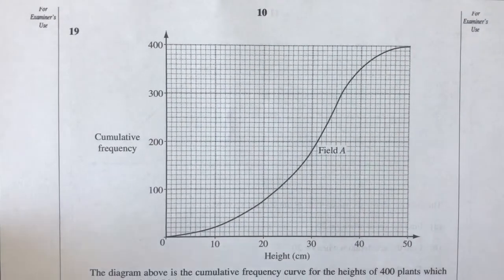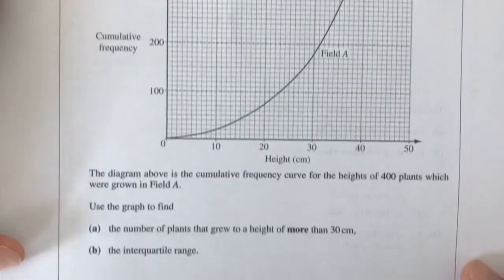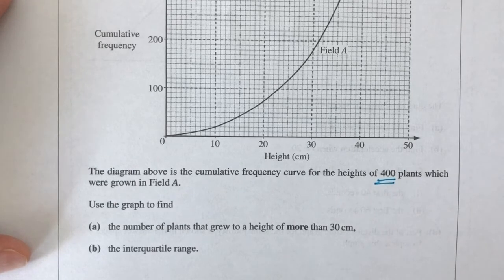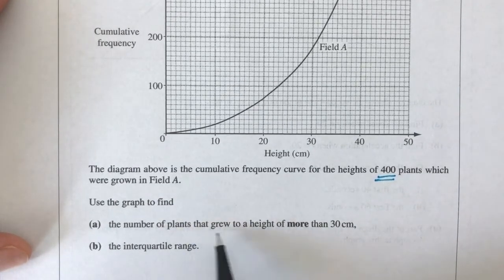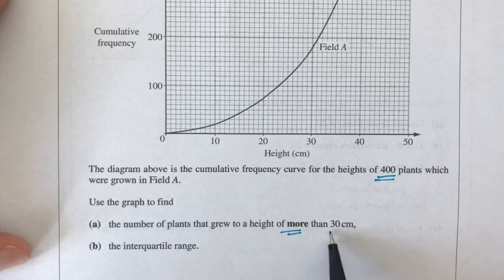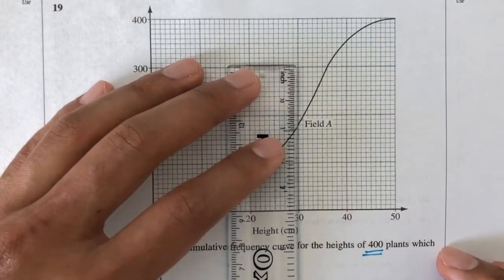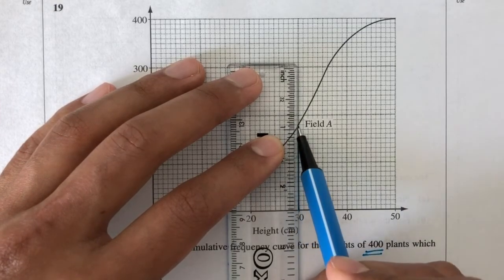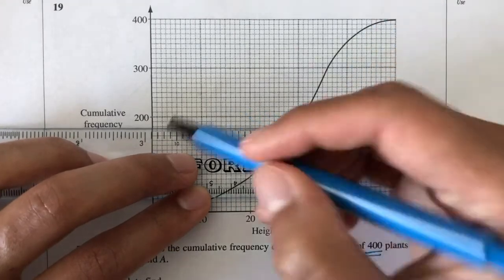Now question 19, we have a cumulative frequency curve for a field of 400 plants. That's the number of plants we have in total. Now part 1, use the graph to find the number of plants that grew to a height of more than 30 meters. So this is our height here. So let's see how many plants we have, which is on this line. So this is 30 meters. And the number of plants will be, corresponding value will be this one.